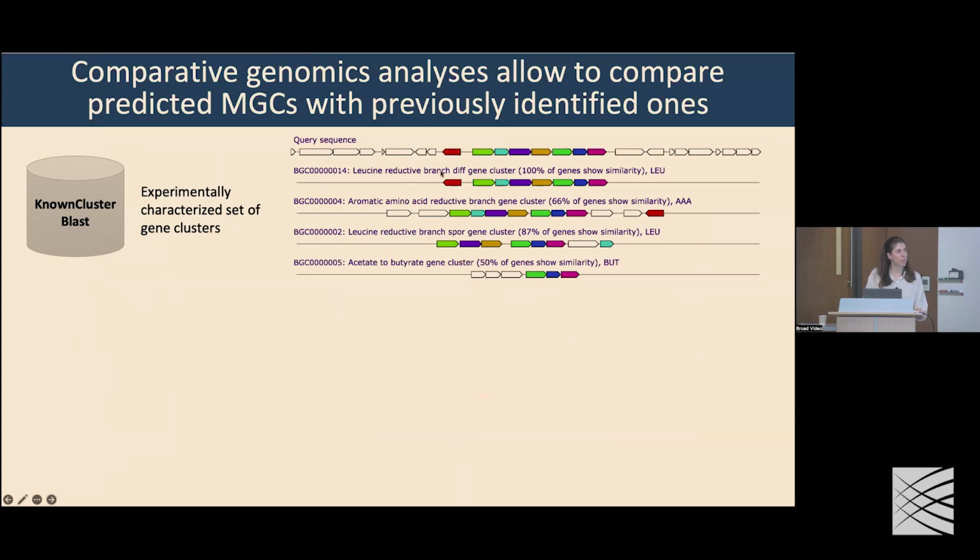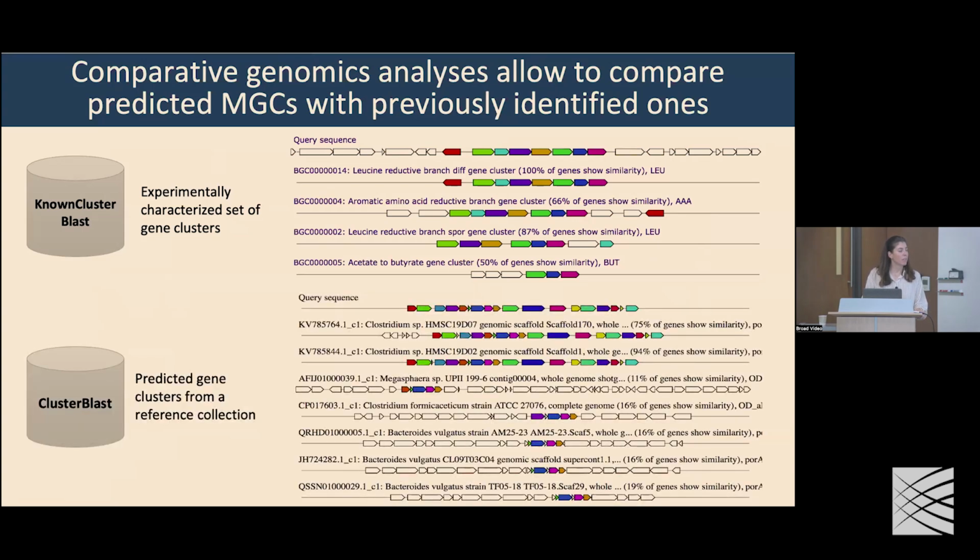Here is the query sequence, and you can see, for example, to which pathways of this database the query sequence looks more like. And you can also see which genes seem to find more similarity or not. And then we also have the Cluster Blast tool or database that predicts gene clusters, a collection of gene clusters that have been predicted from a reference collection using antiSMASH.